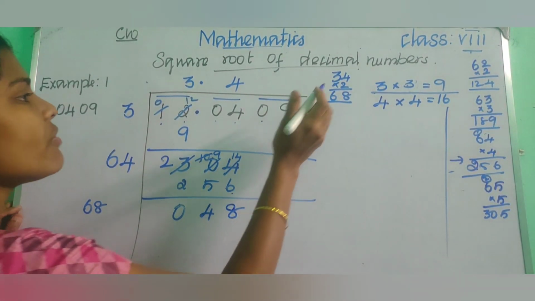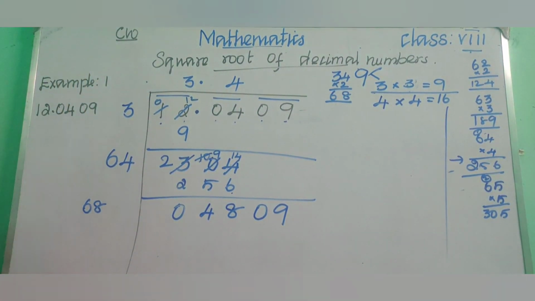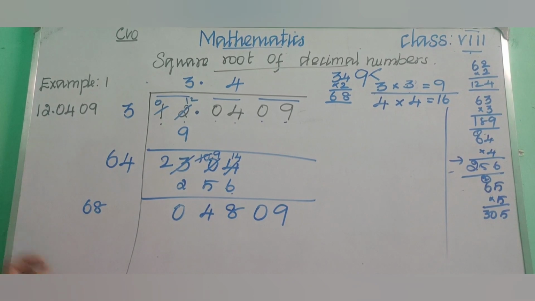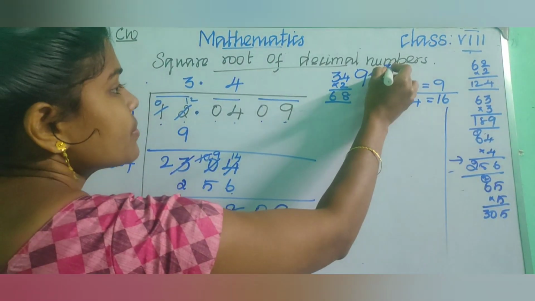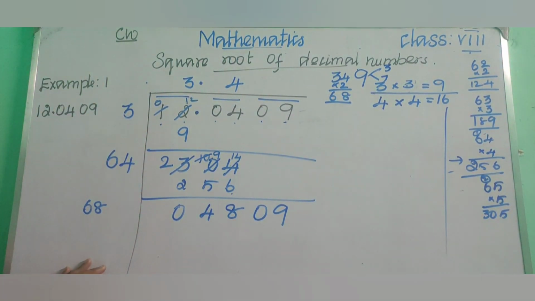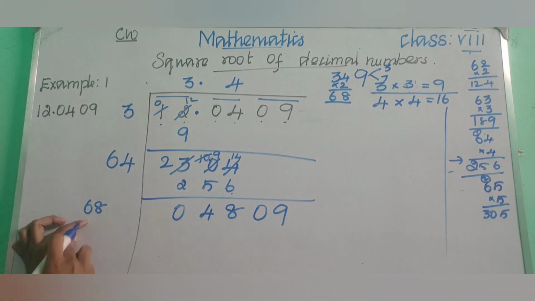So if we are having 9 in the units place, okay, we will get the answer as 3 or 7. Okay, we will get 3 or 7 in the answer. Okay, children, so if a square number is 9, we will get the answer in 3 or 7. Okay, children, so here we got 68, right?